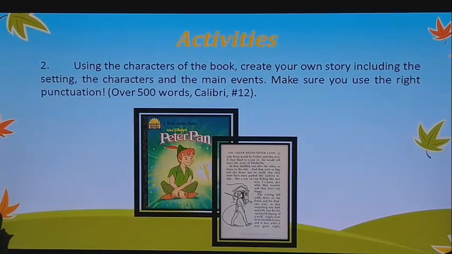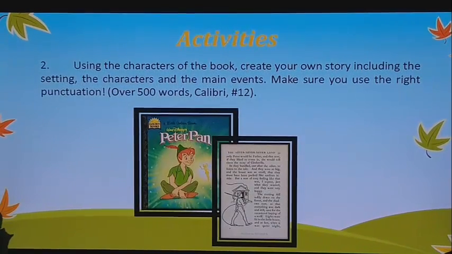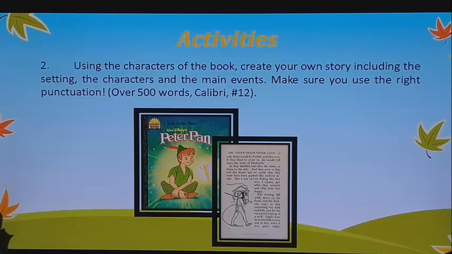Second activity. Using the characters of the book, create your own history, including the setting, the characters, and the main events. Make sure you use the right punctuation. Over 500 words, calibre number 12.